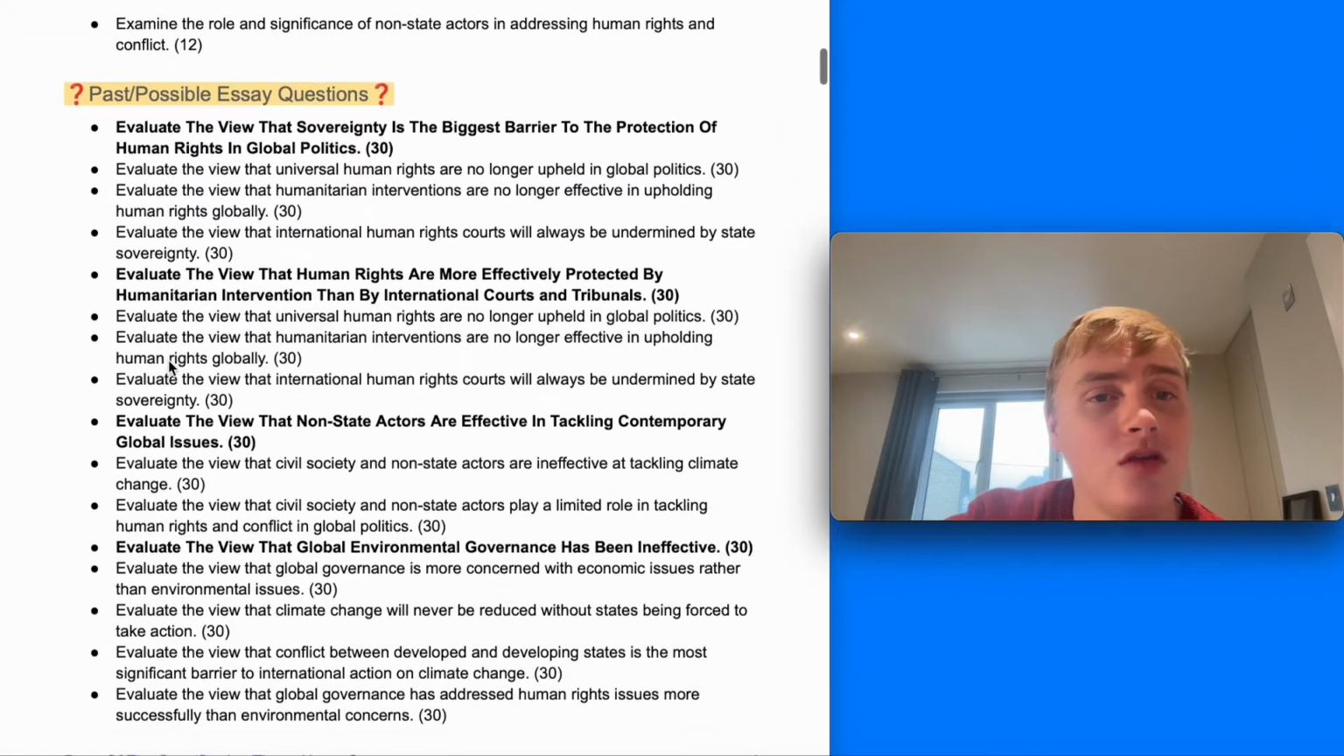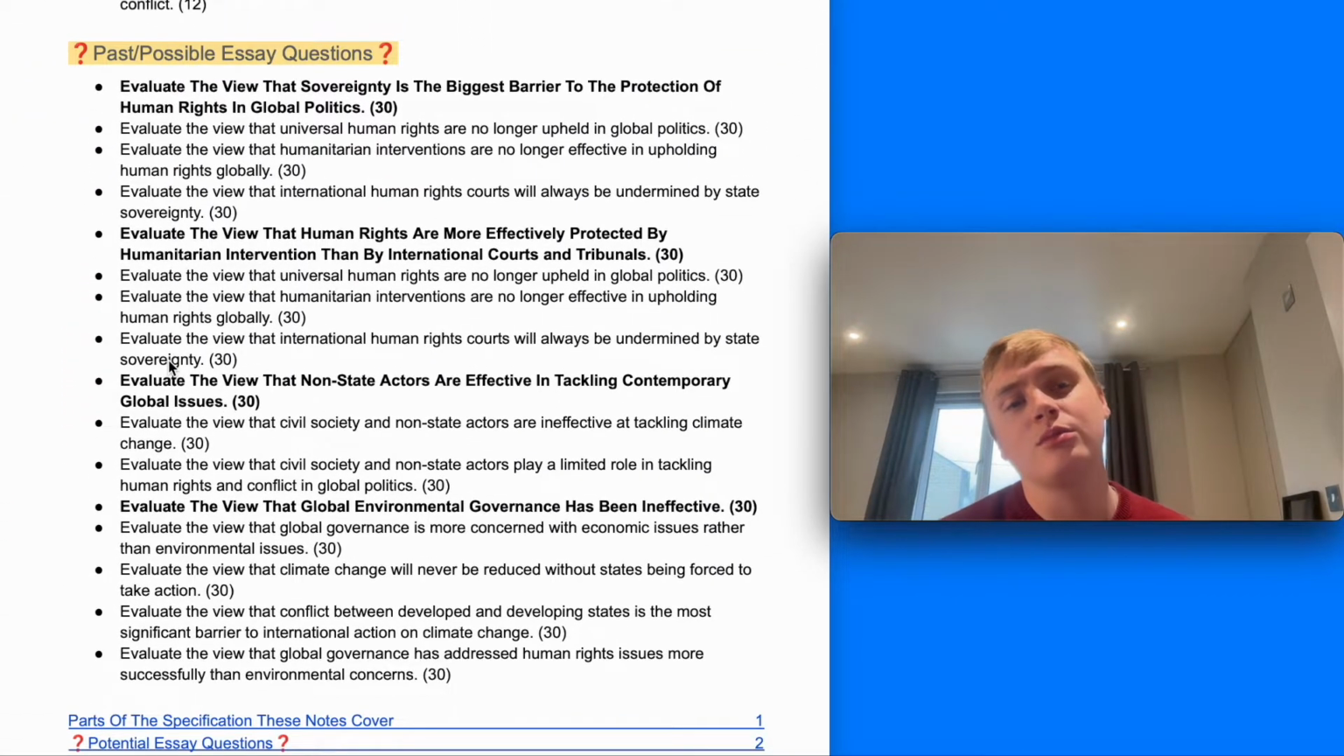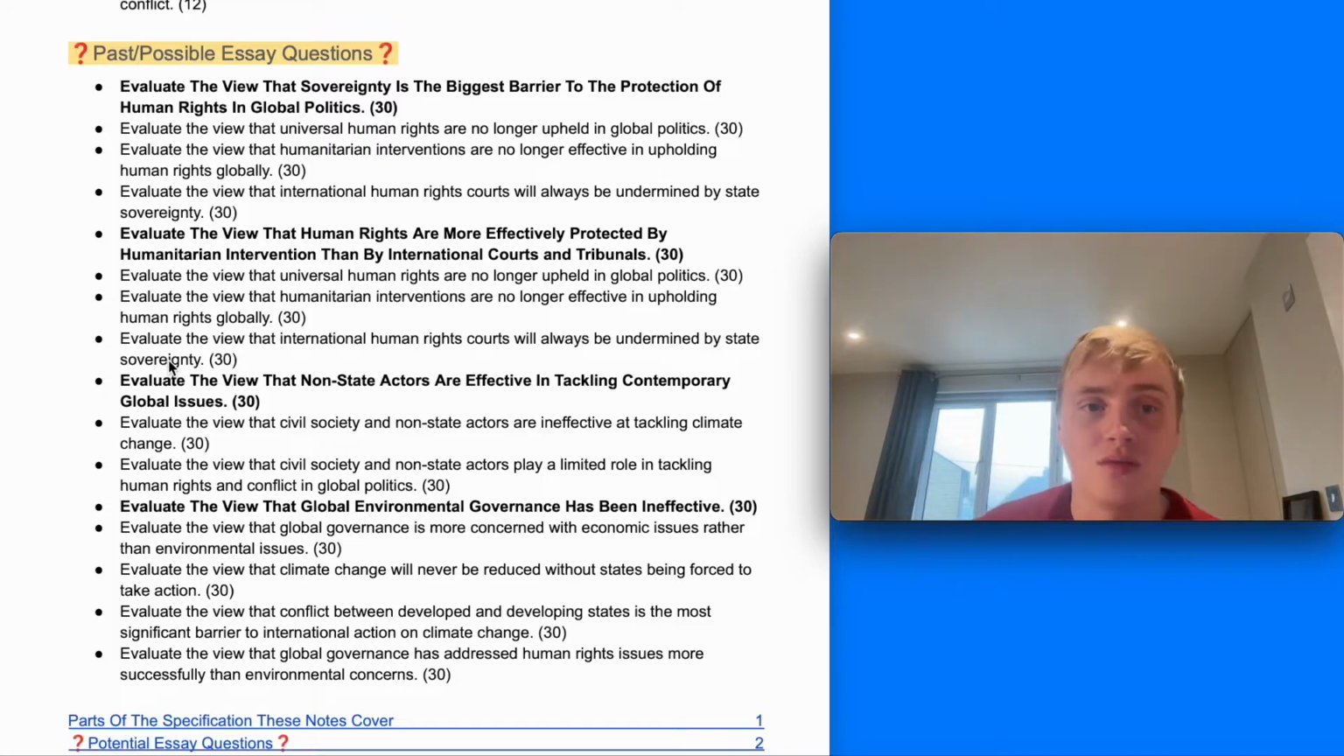On the 30 marker questions, these are going to be really useful on a lot of human rights questions. So for example, you could bring them in on a comparison of human rights courts and whether they're better at protecting human rights compared to humanitarian interventions.